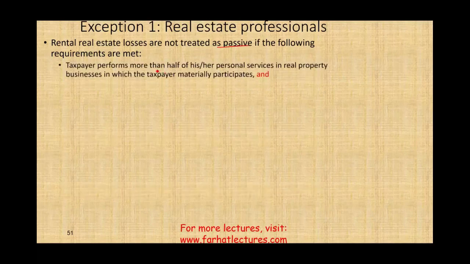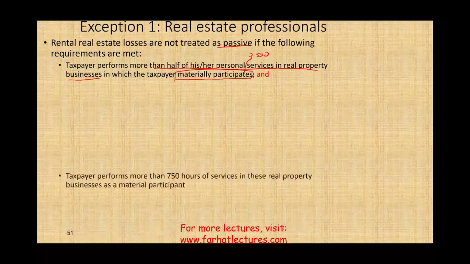The taxpayer performs more than half of his or her personal services in real property business. What does that mean? It means more than 50% of your time during the year, you are involved in real property business, in which the taxpayer has to materially participate. Now, what does materially participate mean? Remember, part of it, some of the conditions, is greater than 500 hours. That's not only that. This is only one condition.